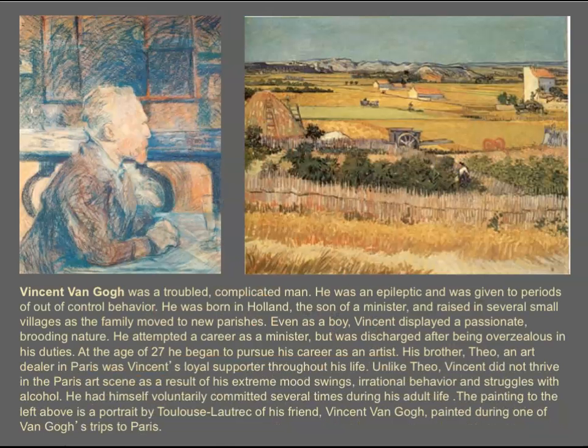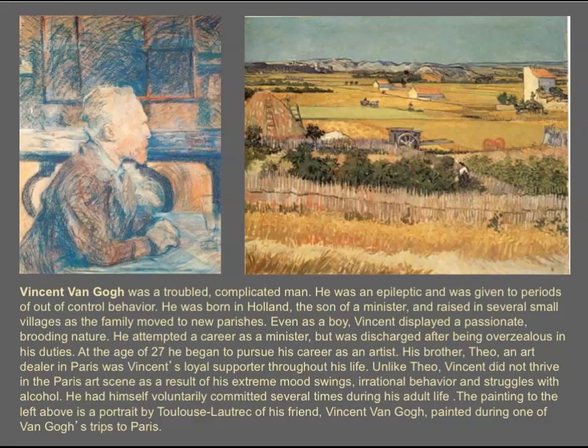Let's move on. Here's one of the most widely recognized post-impressionist artists, and that would be Vincent van Gogh. He's known for being a troubled and complicated person, maybe manic depressive, very probably epileptic, and he had periods of out-of-control behavior. He was the son of a minister from Holland, and the family moved a lot when he was a young boy to small parishes throughout Holland. And yet, even as a boy, he displayed a passionate and sort of an unusual nature. He was always an odd bird.